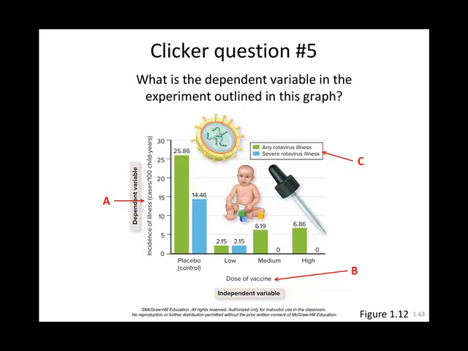This graph gives us incidence of illness, or how many babies got sick. Which letter represents the dependent variable in this experiment? See if you can explain why that's the dependent variable.